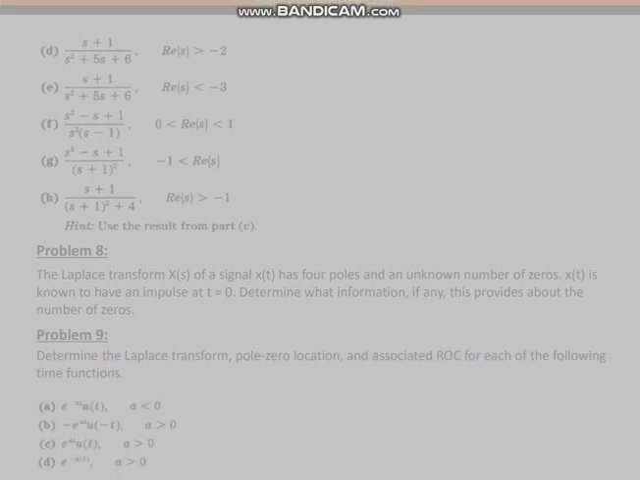Problem 8. The Laplace transform X(s) of a signal x(t) has 4 poles and an unknown number of zeros. x(t) is known to have an impulse at t equals 0. Determine what information, if any, this provides about the number of zeros. Problem 9. Determine the Laplace transform, pole-zero location, and associated ROC for each of the following time functions.